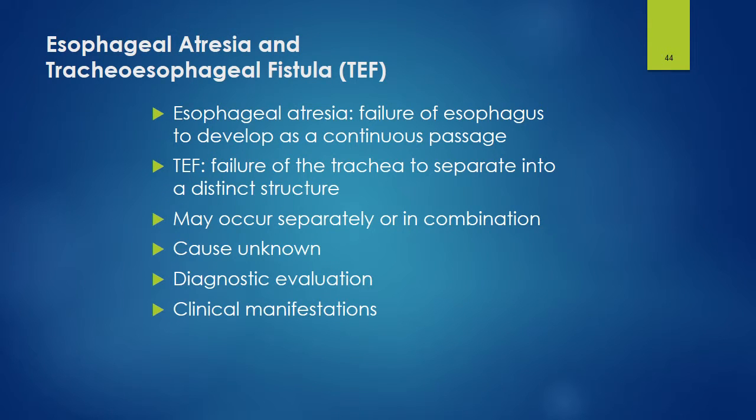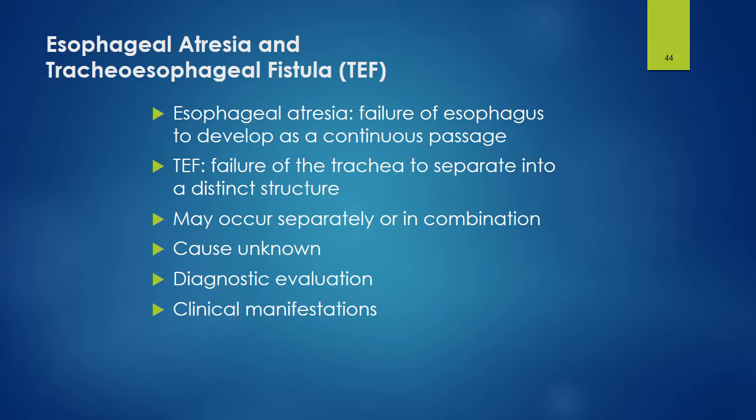Esophageal atresia is the failure of the esophagus to develop as a continuous passage. TEF, or tracheoesophageal fistula, is the failure of the trachea to separate into a distinct structure. These may occur separately or in combination, and the cause is unknown. The diagnosis is established on the basis of clinical signs and symptoms. The exact type of the anomaly is determined by radiographic studies.